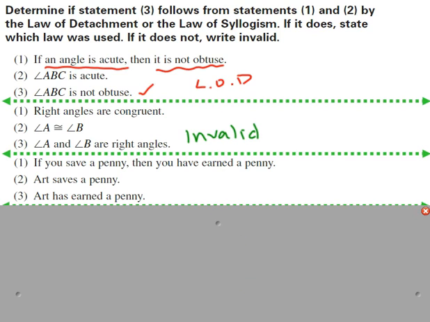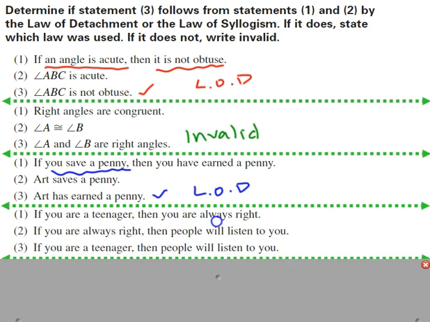When we look at the next example, it says that if you save a penny, then you have earned a penny. And we're told that Art saves a penny. Since the first part is true, we can conclude that Art has earned a penny. And again, we're using the law of detachment. Next we have, if you are a teenager, then you're always right. If you're always right, then people will listen to you. So can we conclude that if you're a teenager, then people will listen to you?